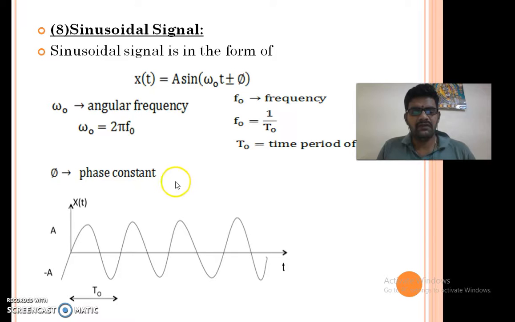Phi is the phase constant. So this is an example of a sinusoidal wave. The complete cycle has a time period of T naught. This is the fundamental time period. 1 by T naught will give f naught. F naught multiplied with 2 pi will give the angular frequency. Now it is x of t equal to A sin omega naught t plus or minus phi.